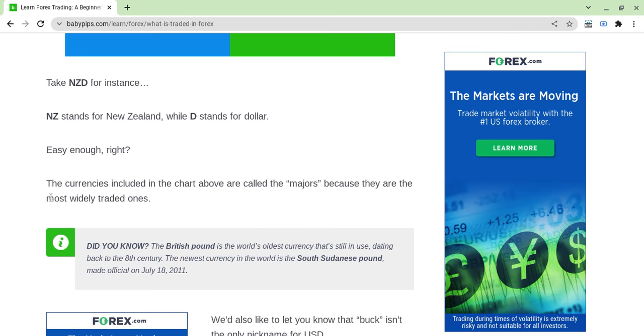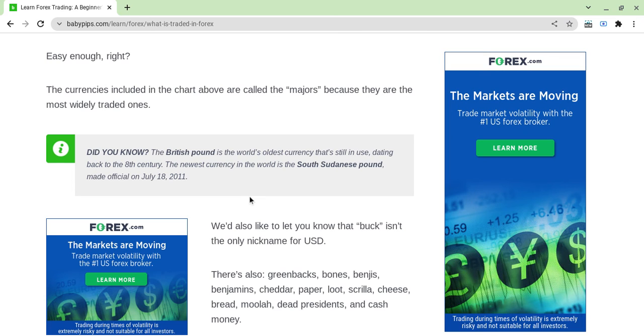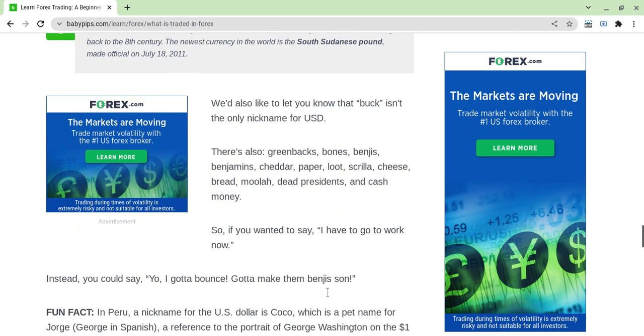Easy enough. The currencies included in the chart above are called majors because they are the most widely traded ones. They also have a little Do You Know section right here. It's cool to know that the British pound is the world's oldest currency still in use. It dates back to the 8th century, and the newest world currency is the South Sudanese pound, made official on July 18th, 2011.